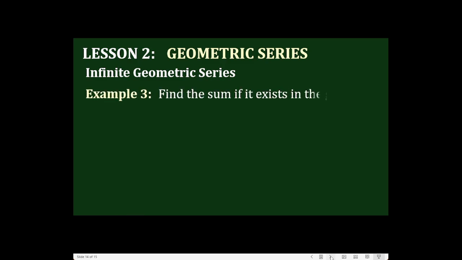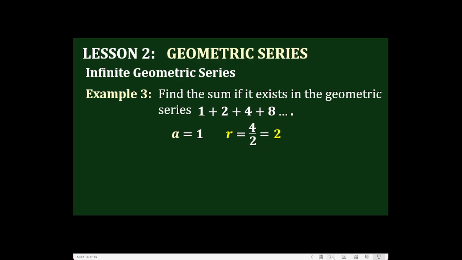Next, example number 3. Find the sum, if it exists, in the geometric series 1 plus 2 plus 4 plus 8, and so on. A is 1, and the common ratio is 4 over 2, 2 over 1, or 8 over 4, and the result is 2. And you will notice again, 2 is this time greater than 1. Therefore, the series diverges and it does not have a finite sum. Okay? Because it is no longer less than 1, but 2.